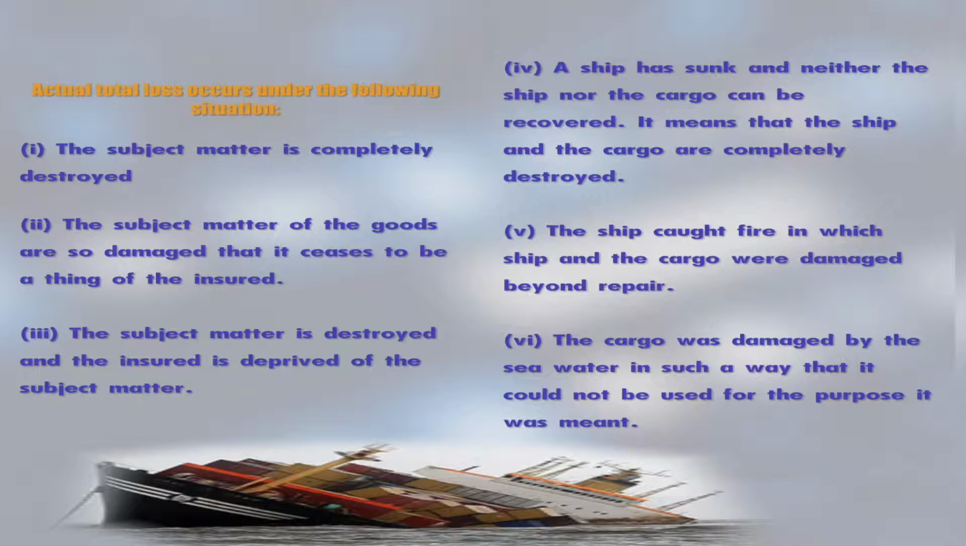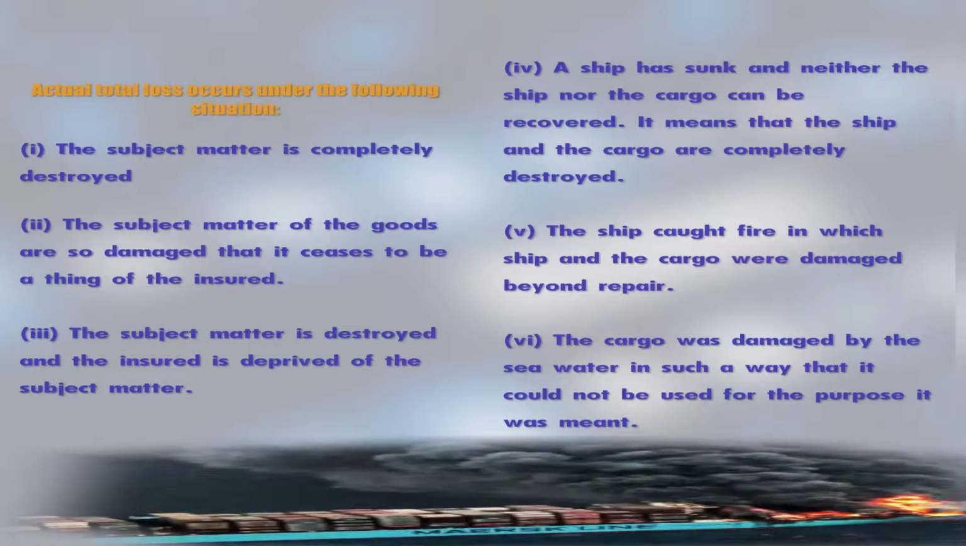Actual total loss occurs under some situations. They are: the subject matter is completely destroyed; the subject matter of the goods is so damaged that it ceases to be a thing of the kind insured; the subject matter is lost and the insured is deprived of it. A ship has sunk and neither the ship nor the cargo can be recovered. It means that the ship and the cargo are completely destroyed. The ship caught fire, in which the ship and the cargo were damaged beyond repair.